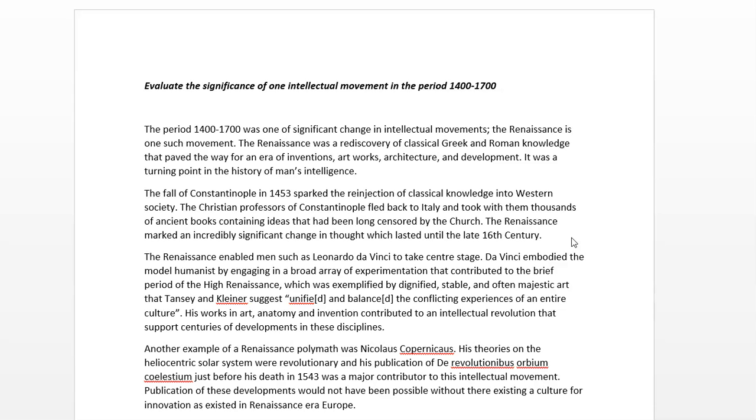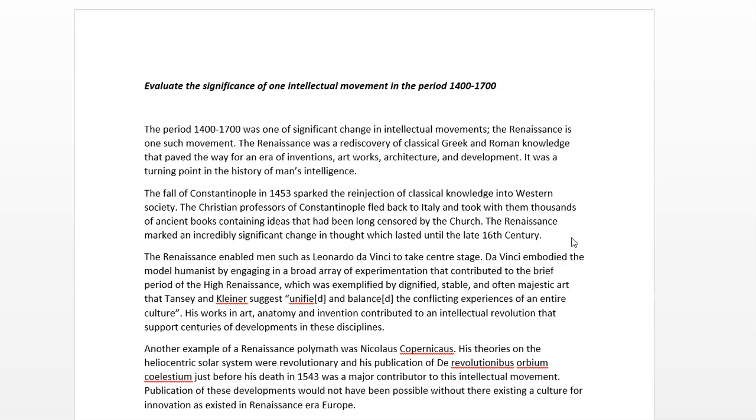Okay, the last paragraph then that I'm going to argue for the significance says this. Another example of a Renaissance polymath was Nicolaus Copernicus. His theories on the heliocentric solar system were revolutionary, and his publication of De Revolutionibus Orbium Coelestium, just before his death in 1543, was a major contributor to this intellectual movement. Publication of these developments would not have been possible without there existing a culture for innovation as existed in Renaissance era Europe. So in that case, I'm suggesting that the Renaissance was a cultural movement as well, but one that enabled intellectual innovation.